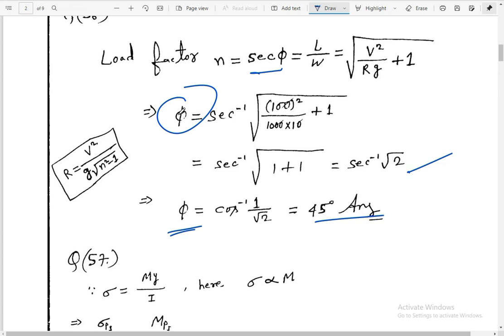This is a formula for radius. When we convert this and take out the n value, the load factor, the formula will become root of v square by rg, plus 1.